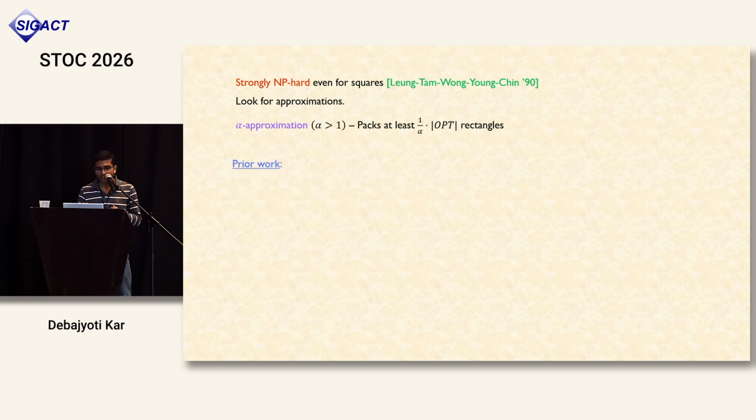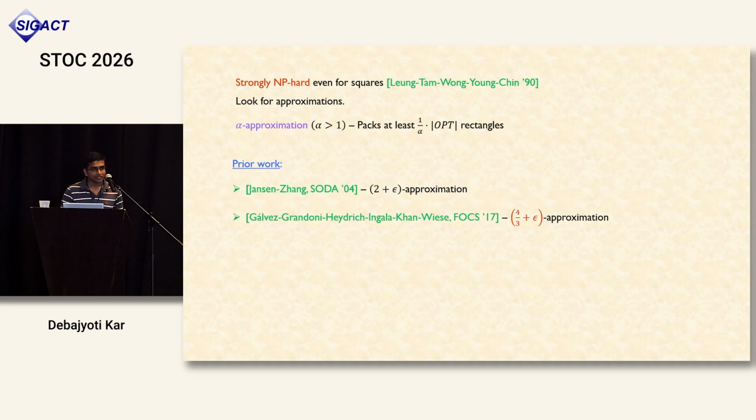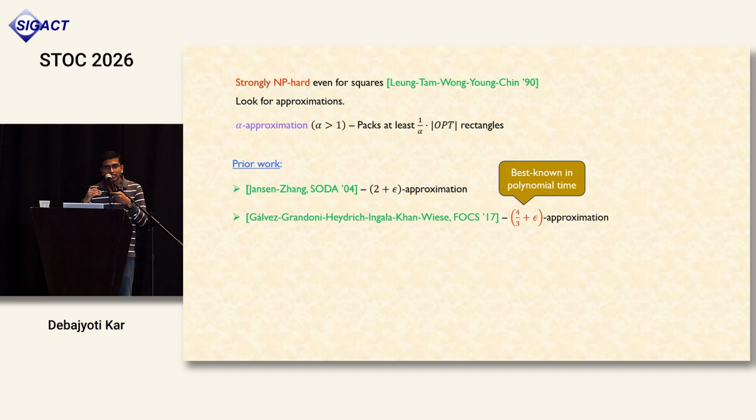Okay, so let's look at the previously known approximation ratios for the problem. Back in 2004, Jansen and Zhang gave a 2 plus epsilon approximation. Subsequently, in 2017, this was improved to a 4/3 plus epsilon approximation. And prior to our work, this was the best known approximation ratio for the problem in polynomial time. But it also turns out that if you allow higher running times, or if you make certain additional assumptions about the input, then better approximation ratios are possible.